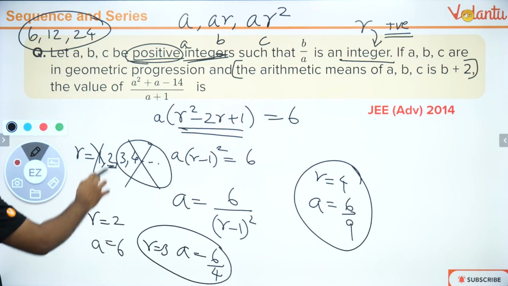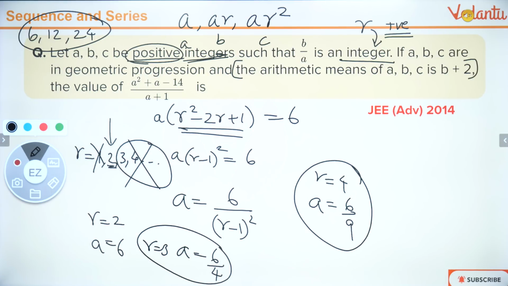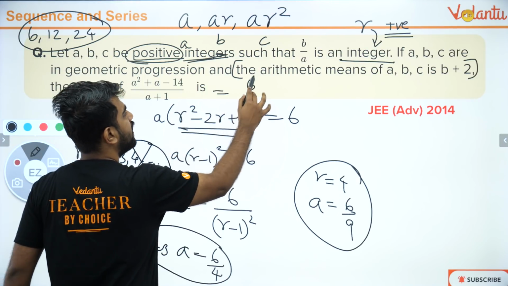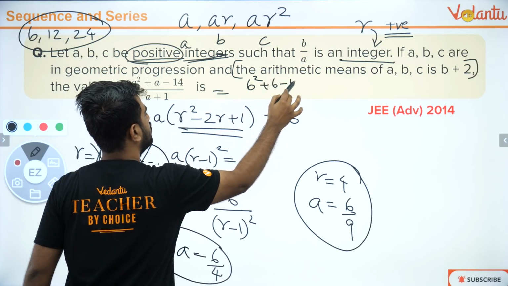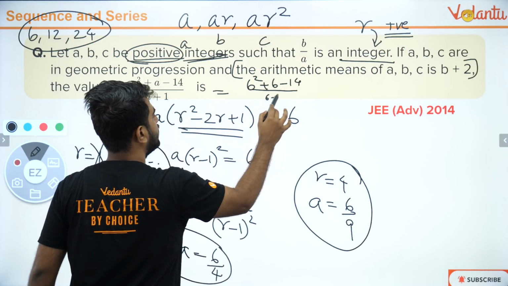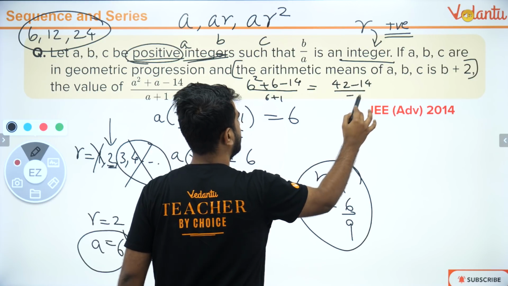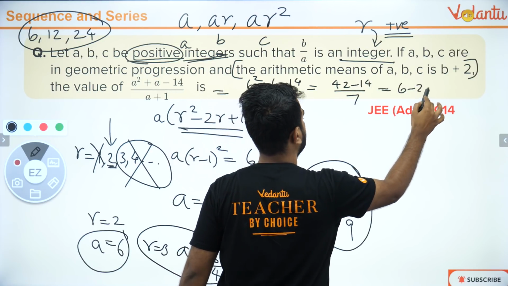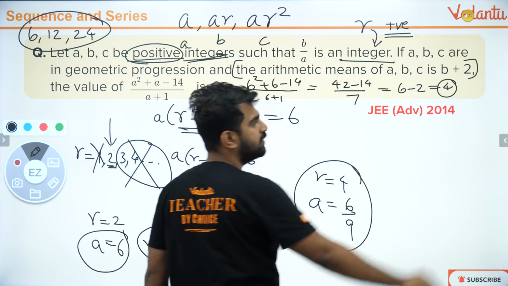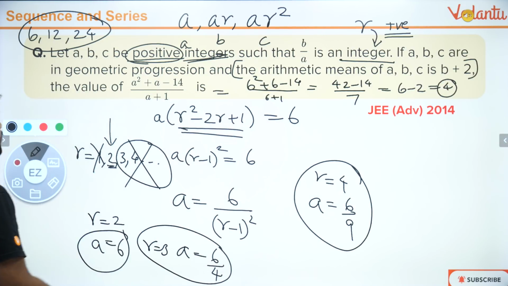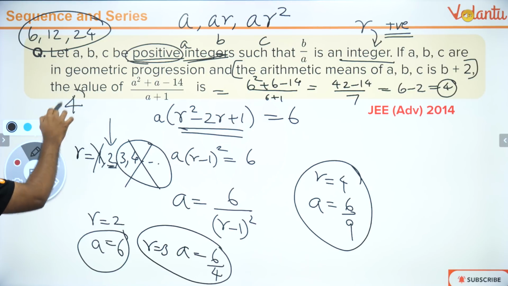So what is the only possible value of R? The only possible value of R is 2 and the corresponding value of A is 6. So the answer is nothing but 6 square plus 6 minus 14 divided by 6 plus 1, which is 42 minus 14 by 7, which is 6 minus 2, which is 4. Answer is 4. Okay, it's an integer type question, so answer is 4.